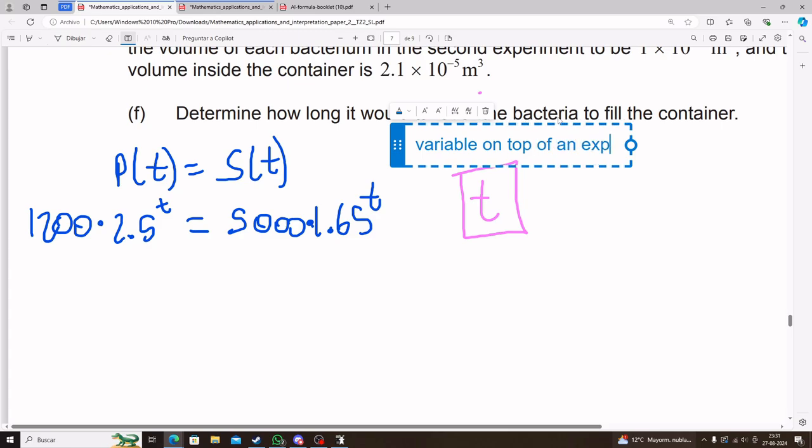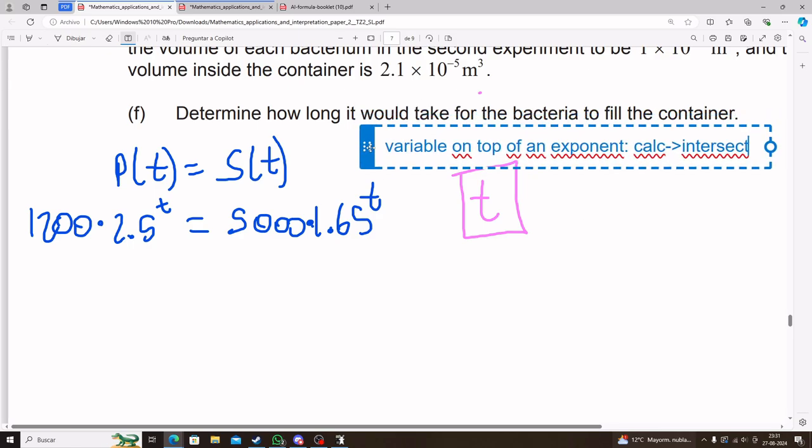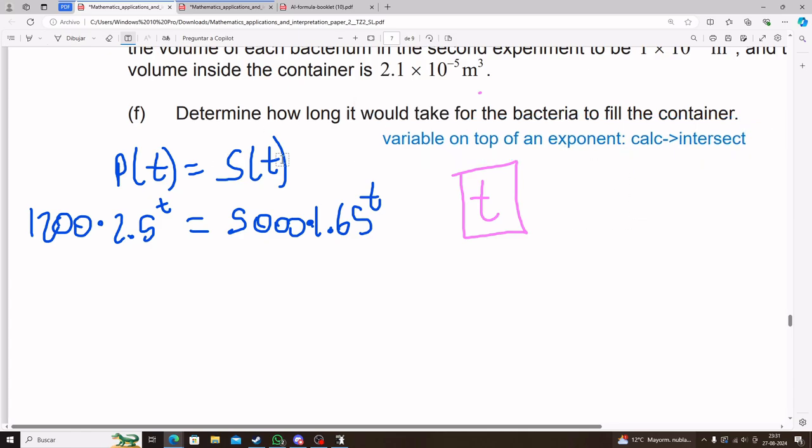But the main thing I suggest for these scenarios, especially for when you have a variable on top of an exponent, I highly suggest you use calc intersect, okay? That is the main tool I will show you now. When you have a variable on top of an exponent, calc intersect does wonders for you, because you either use this tool here or you have to use logarithms, and no one likes logarithms, okay? I'm just being honest, all right?